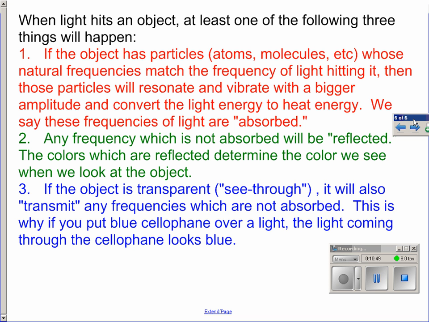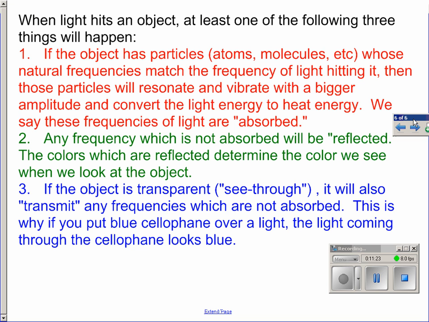And then thirdly, some objects are transparent. They're see-through, right? Like glass or clear plastic or something like that. If that's the case, it's also going to transmit any frequencies that don't get absorbed. Basically, if it's transparent, it'll transmit and reflect the same colors. So that's why if you put blue cellophane over a light, like maybe you're having a party and you need mood lighting, so you put blue cellophane over the light bulbs, it's going to make all of the light in the room look blue, right? Because blue light gets through the blue cellophane.